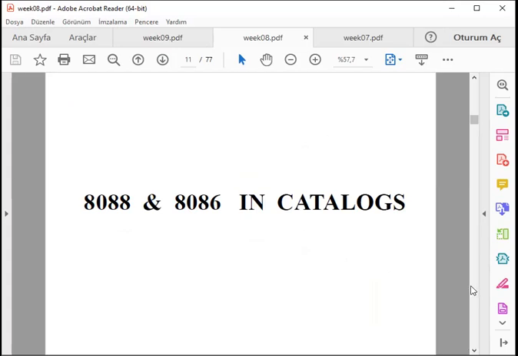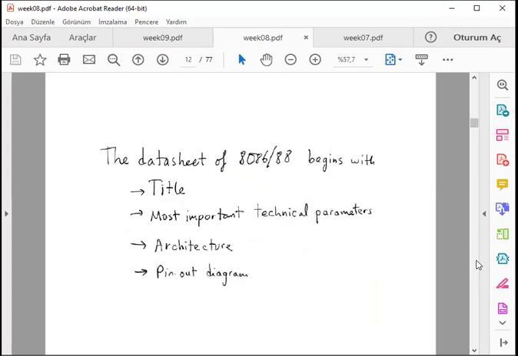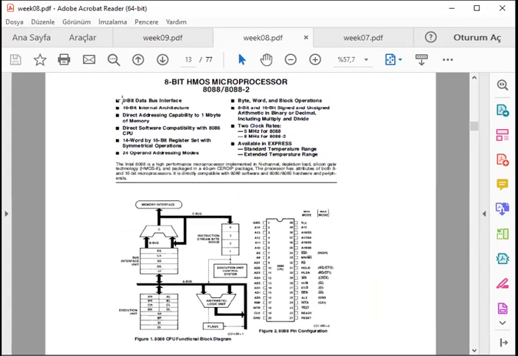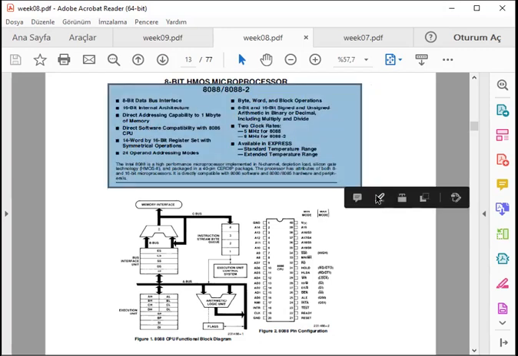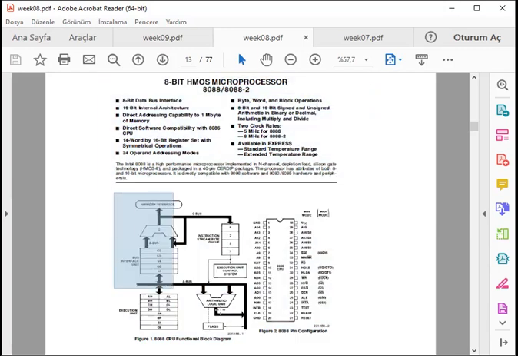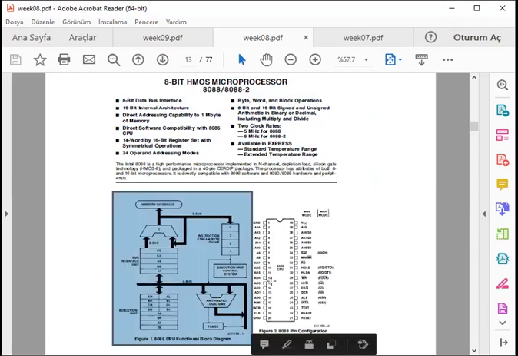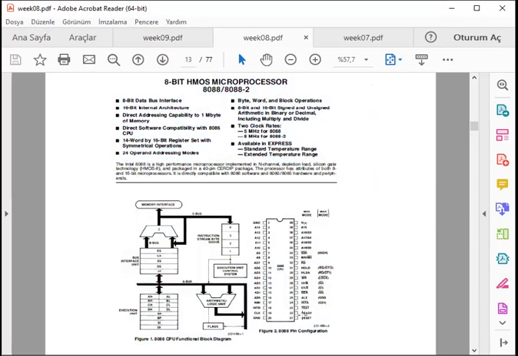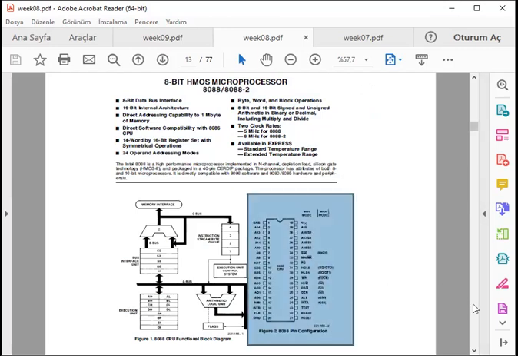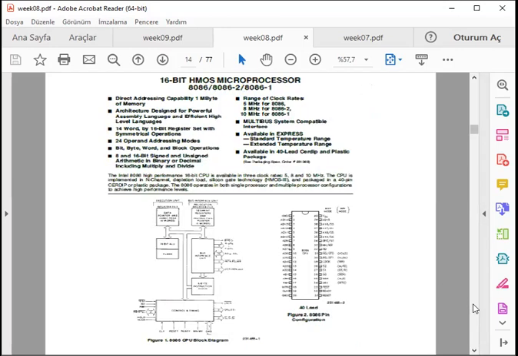So when we look at some information in the catalogs, this is a kind of teaching the listener how to read the catalog information. If you look at the chips, the catalog information starts with the title and some most important technical parameters and brief architecture and pin-out diagrams like this one, as you see. So general information is in the upper half, and architecture is in the lower left side, and the pin-out diagram is at the right side.